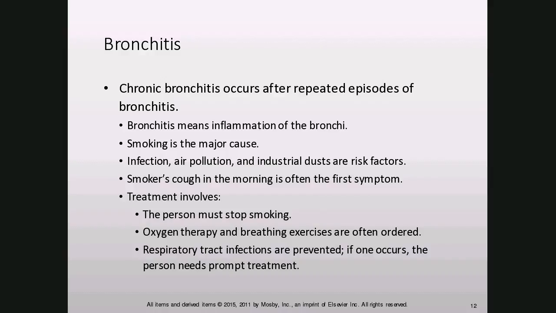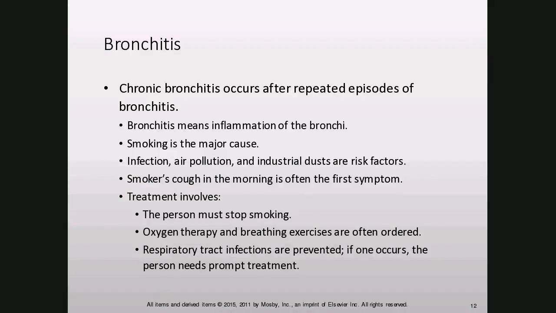But thank the Lord she did stop smoking. Treatment involves the person needing to stop smoking. We don't try to judge a person. I don't judge a person who smokes, but I still have to tell them about the detriments of smoking, whether they want to stop or not. That's my responsibility. So we just encourage them to stop smoking.